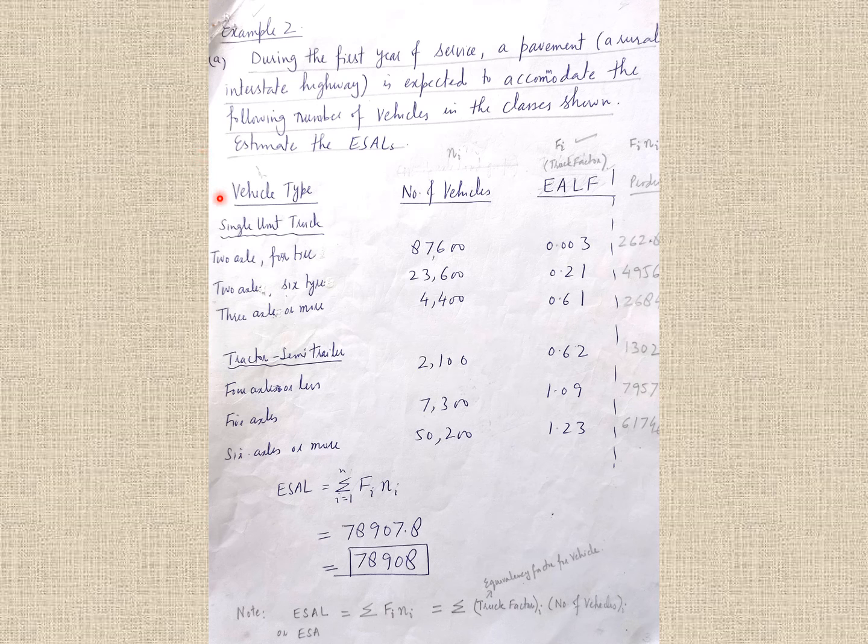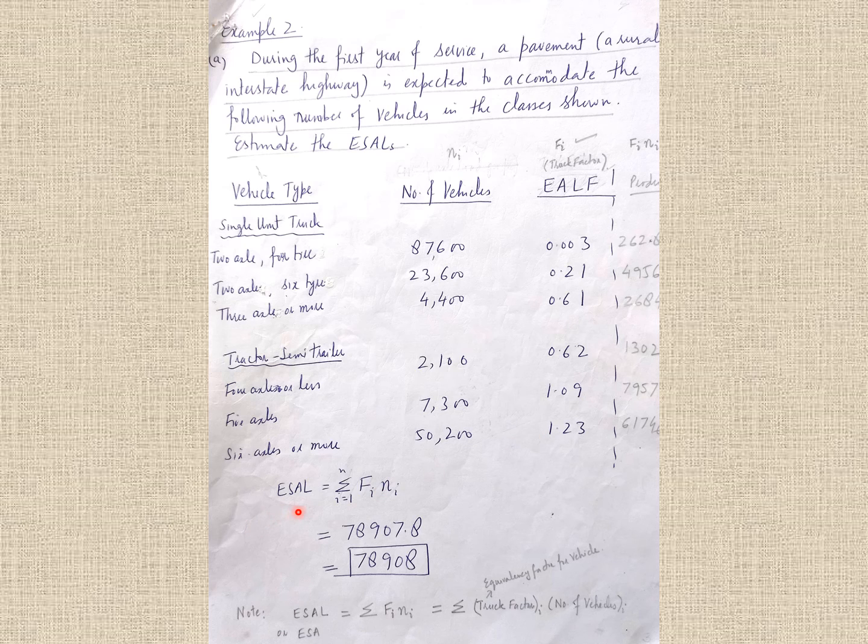So look at the vehicles. We are having these vehicles, and the number of vehicles are also mentioned. And then the equivalent axle load factor, and you can say the truck factor for different types of vehicle, you can get it from the table directly. So we have got these factors from the table, and we have written it over here.